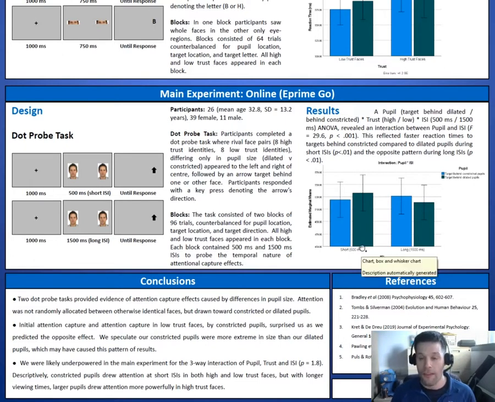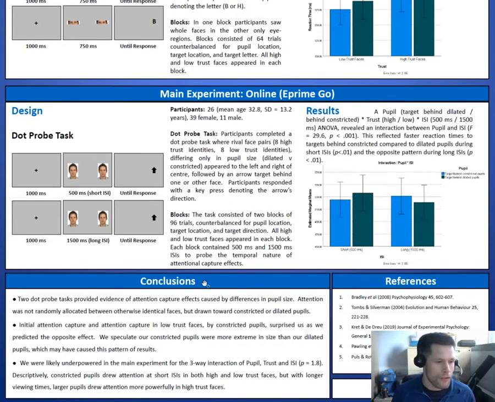And what Hannah found was this ISI by pupil interaction, no interaction with trust this time, but initial attention capture occurred for faces with constricted pupils, so faster reaction times when the target appeared behind the constricted pupil face, but faster reaction times for the longer ISIs, later attention, when the target appeared behind the dilated pupil face.